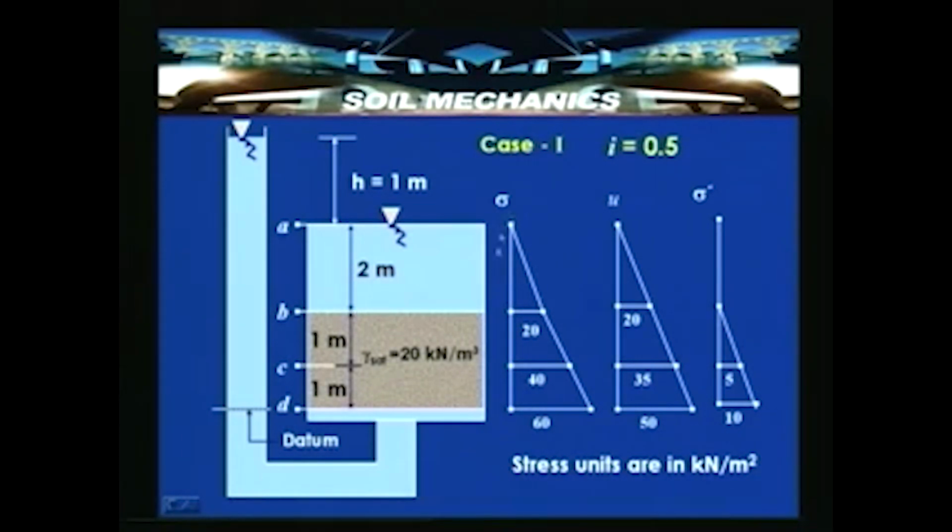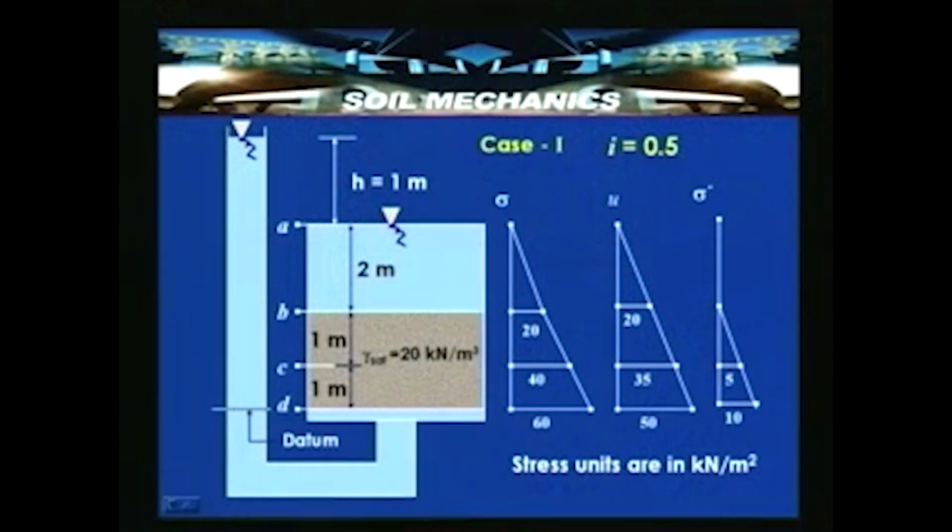Then the total stress at this point is 0, at this point is 20 kilonewton per meter square, at this point it is 40 kilonewton per meter square, because 20 plus 10 into 2, and then here it will be 60 kilonewton per meter square. When you come to the pore water pressure, we have discussed that the head here is 5 meters. So, the pore water pressure is 50 kilonewton per meter square, where gamma w is equal to 10 kilonewton per meter cube is considered here.